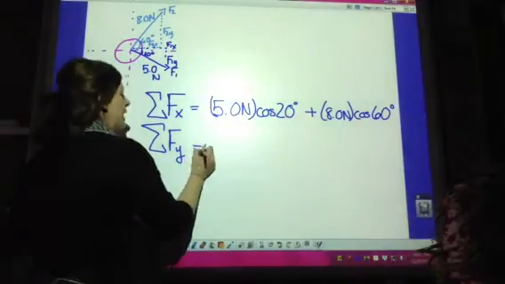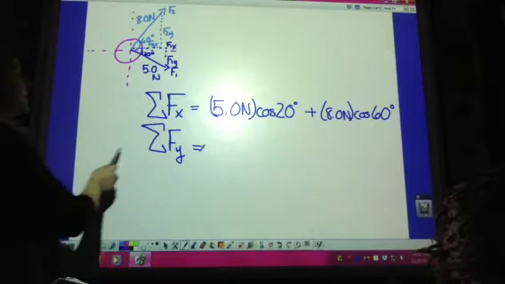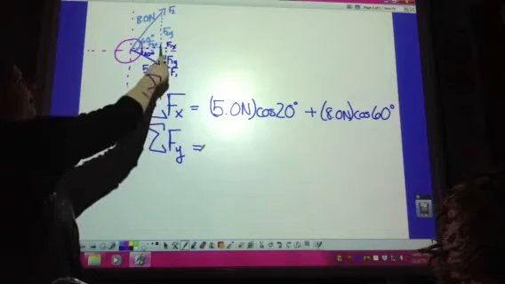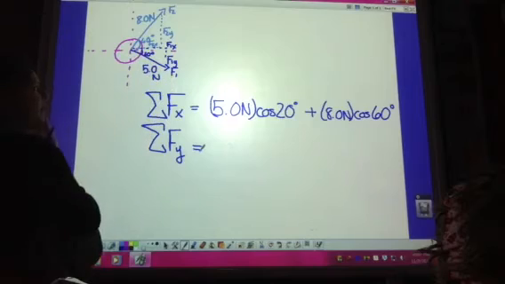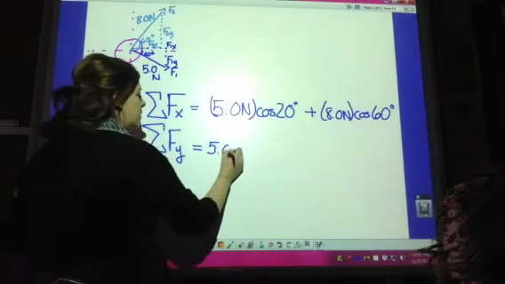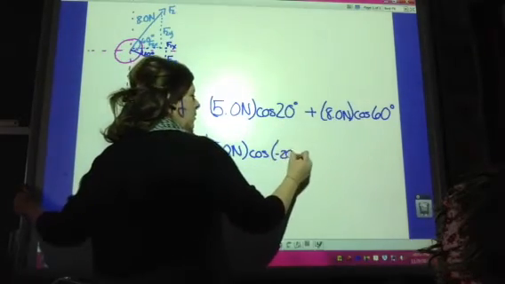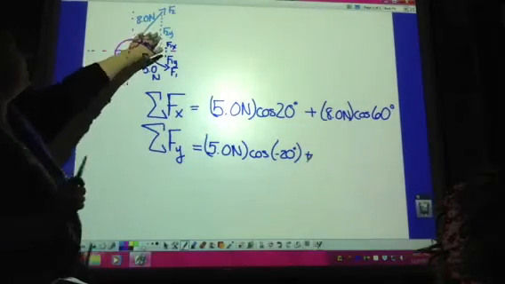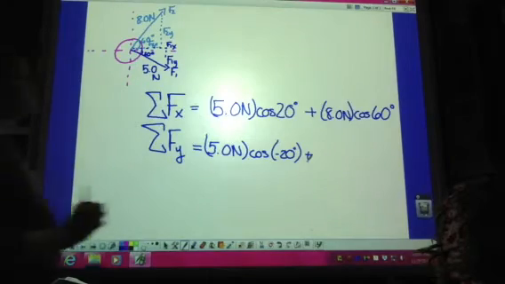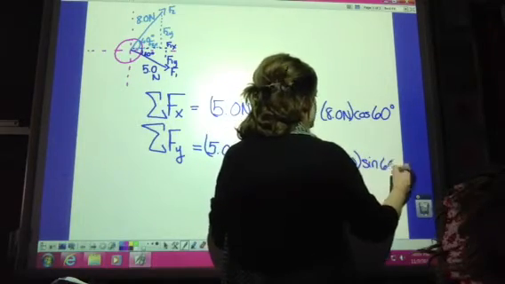Okay, I want to do the same thing in the y direction. Because remember, I need to find the sum of those forces. I need that net force overall. So sum of the forces acting in the y direction. I have for F1, which would actually be pointing, it's 20 degrees below the x-axis. So I would do 5 newtons times sine of negative 20, plus, same thing here for my second force, which would be 8 newtons times sine of 60 degrees.